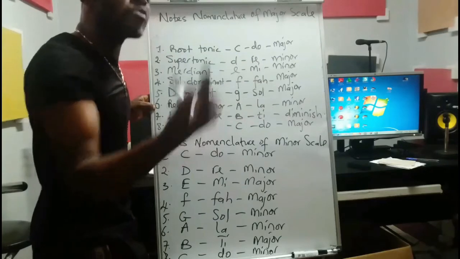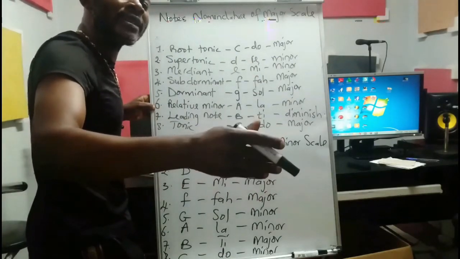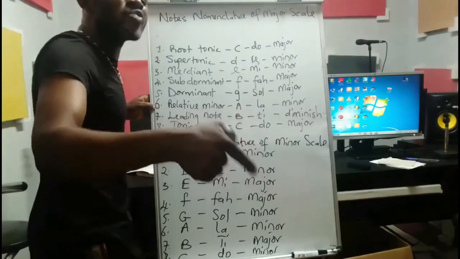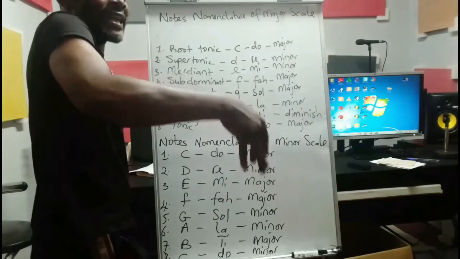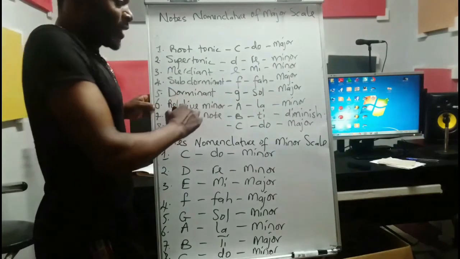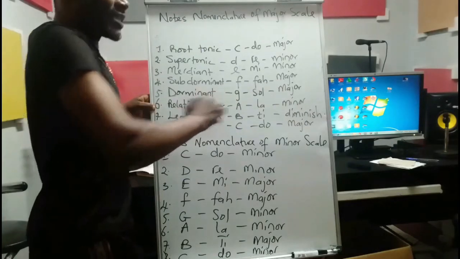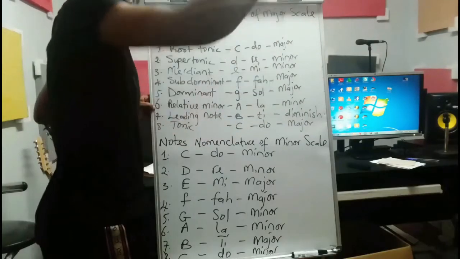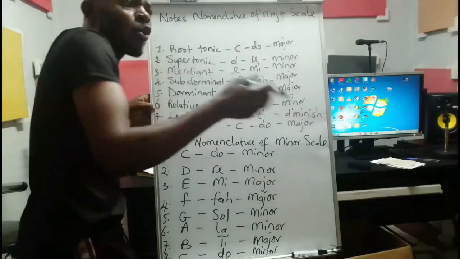But now, the name relative comes into play. It's a game. It's small gymnastics, as I used to call it. Why do they call it relative? Because it's related to the root tonic. In many cases, you can use the relative minor, that is the sixth, which is La, in place of one.